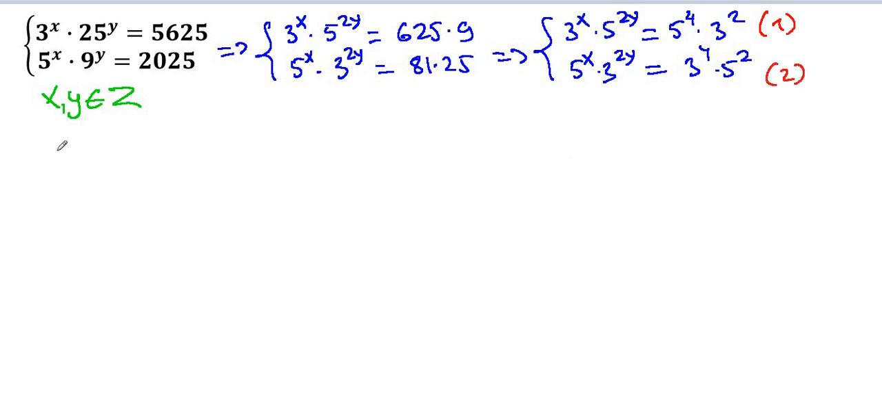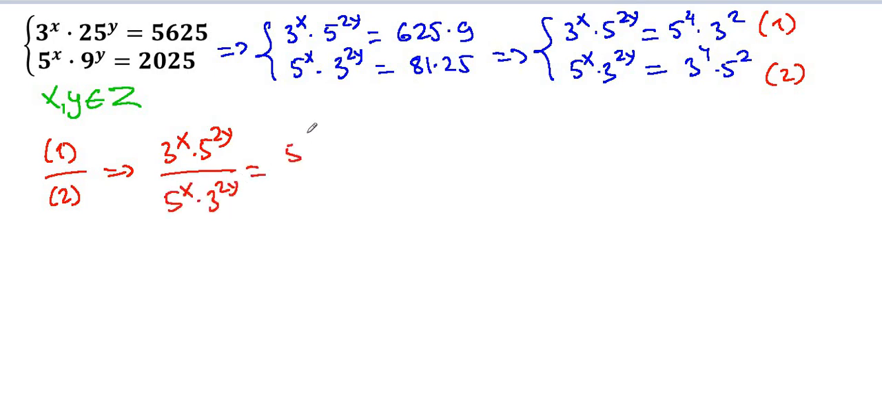Note that if I divide the first equation by the second equation, then I will get 3 to the power of x times 5 to the power of 2y divided by 5 to the power of x times 3 to the power of 2y is equal to 5 to the power of 4 times 3 to the power of 2 over 3 to the power of 4 times 5 squared. Now by using the following formulas I can easily simplify both sides. So the first formula is, we know that a to the power of m divided by a to the power of n. So here we see that the bases are the same, and if I divide these two exponential numbers, then I can just subtract exponents, which means a to the power of m minus n. This is the first formula.